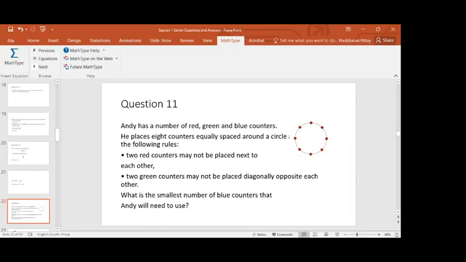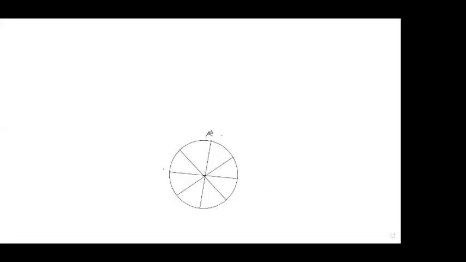So let's start with, say that we've got one red here. And we said that two reds cannot be next to each other. So this has to be green here. You cannot have a red next to this red. Okay, so this is where we are. We can't proceed any further because we can't say anything about the green. Let's go back to our question.